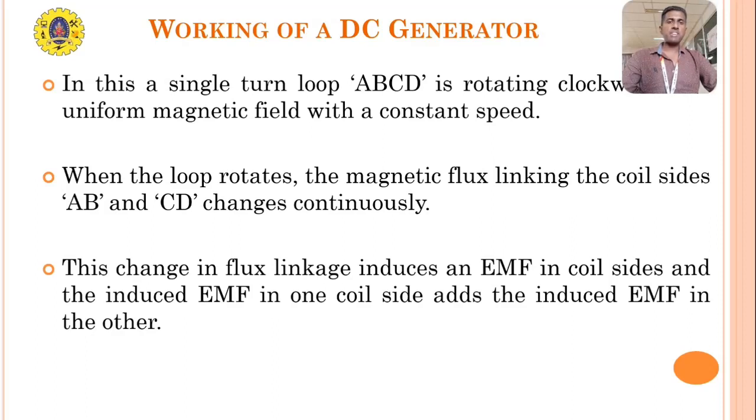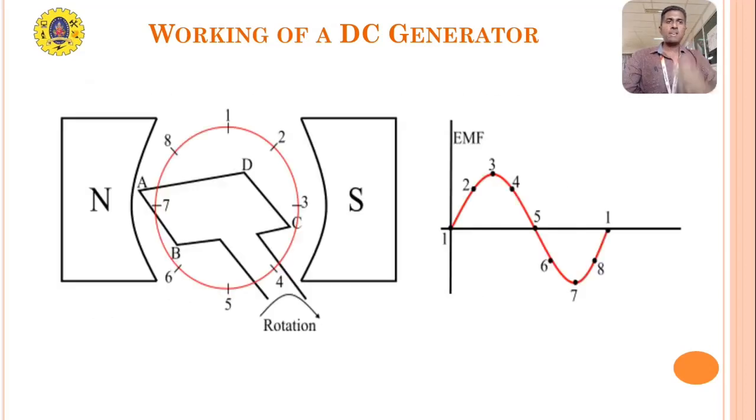We have a single turn loop with 4 points A, B, C and D, which is rotating clockwise in a uniform magnetic field. Now when the armature is rotating, the magnetic flux linking the coil, both sides A, B and C, D, will change continuously. We'll see this using the diagram.